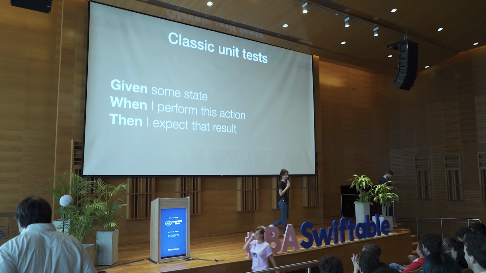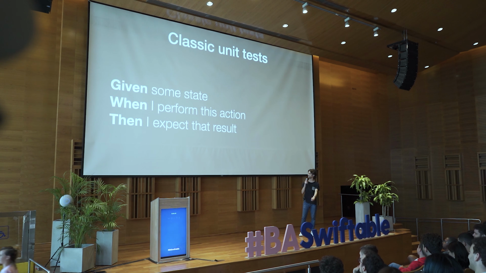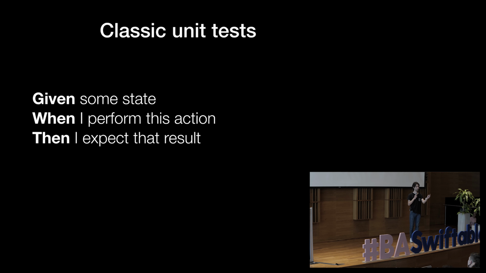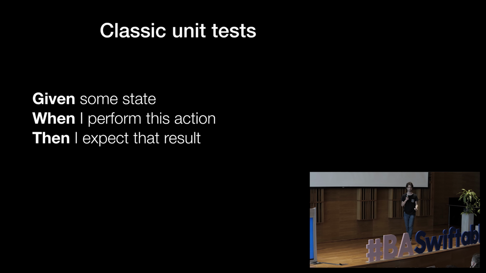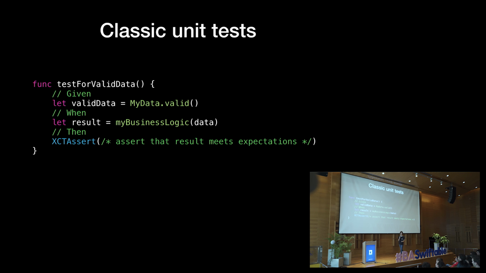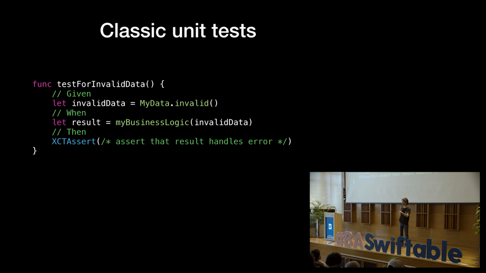Cool. Sounds better. So, we were saying, given some state, when I perform this action, then I expect that result. And indeed, when we write tests for our app, we tend to follow this structure. We say, given this valid set of data, when I run my business logic on this data, then I expect some results that are the correct output of my business logic. And we do the same thing for invalid data, in which case we expect that an error happens and that the error is handled properly. So this is how we write unit tests.